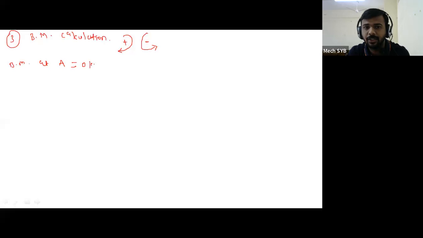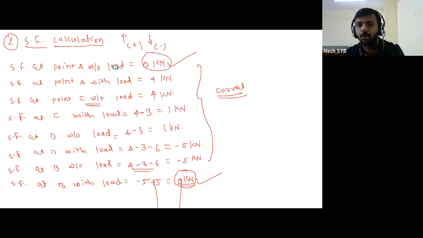That is 0 kilonewton meter, because moment means force into perpendicular distance. So force value will be taken in kilonewton and the distance will be taken in meter. Therefore, your unit becomes kilonewton meter. And if you want to check, you can verify whether it is coming equal to 0 or not.